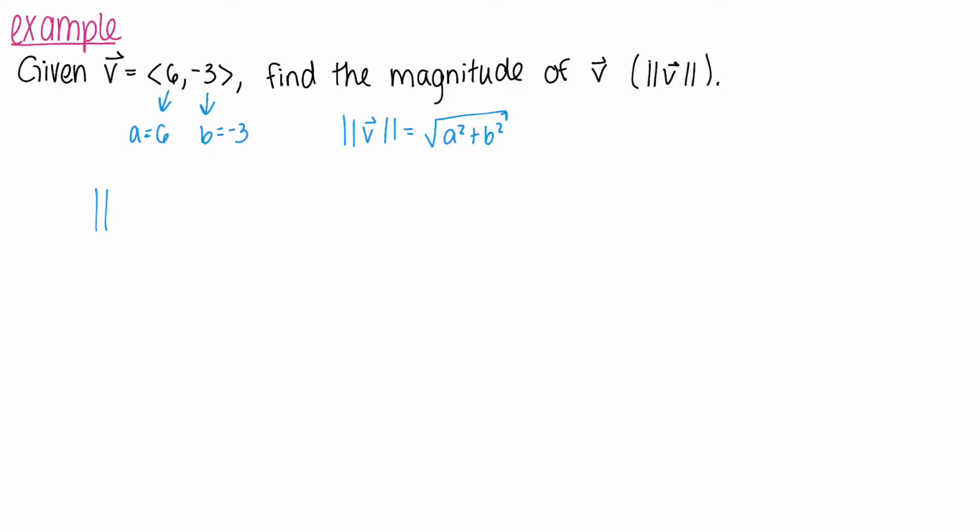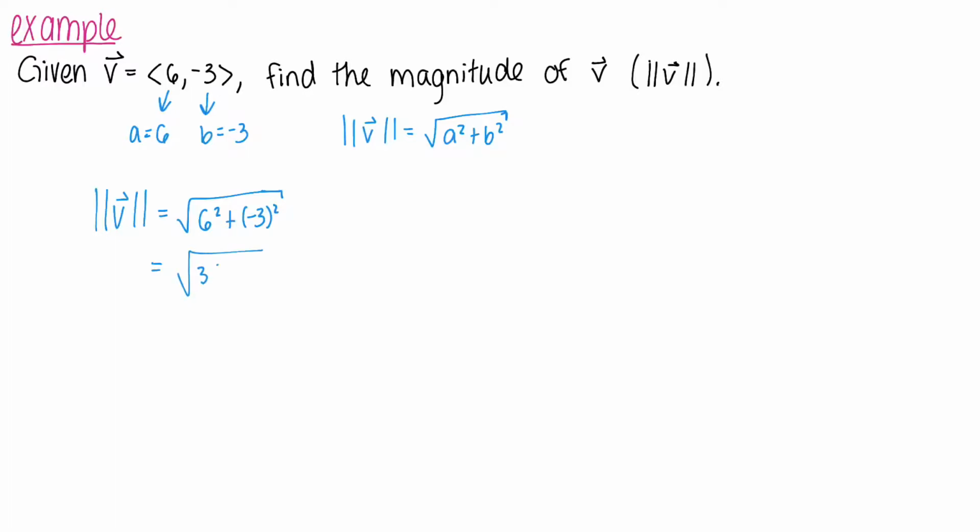So back to the magnitude of this particular vector. It's a squared, so 6 squared, plus, and this is really important, you need to square the negative part of this. If you put it into your calculator as 6 squared plus negative 3 squared, the way your calculator is going to read this, it's going to say 6 squared minus 3 squared, and that's not what you want there, so be very careful.